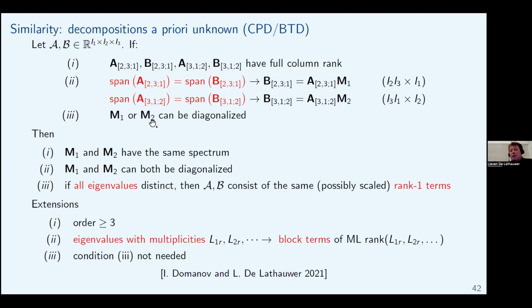And then you look at M1 and M2, and you look at the eigenvalues of a single matrix, a matrix eigenvalue decomposition. And so the multiplicities of the eigenvalues will show you the size of the block terms. And actually, this third condition can be avoided in a later theorem. So it's all really, really easy if the only thing you want to do is compare 2 decompositions.